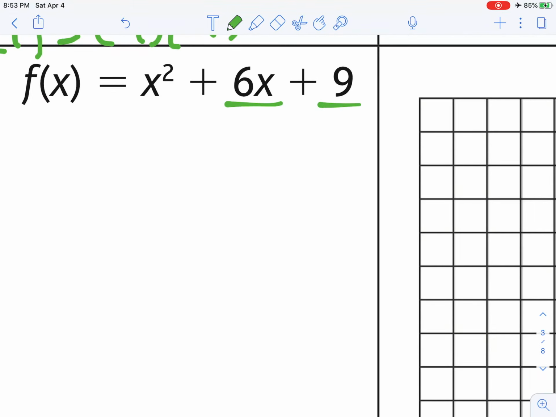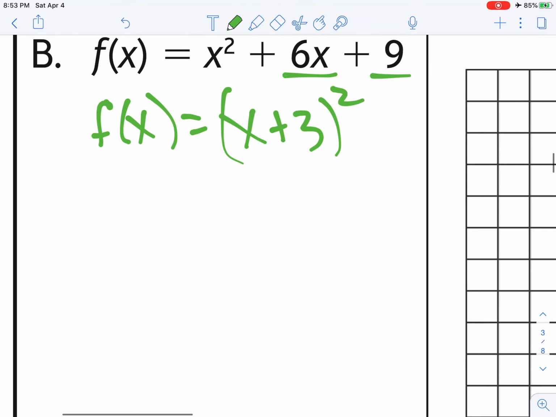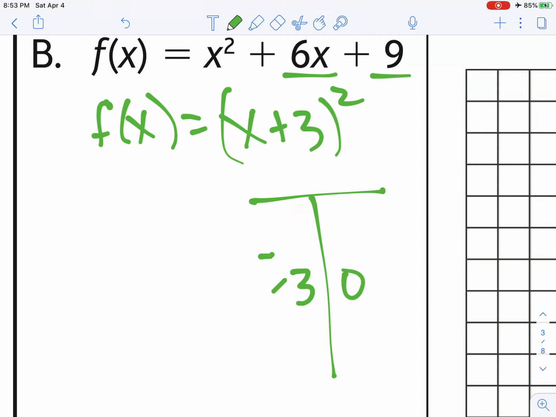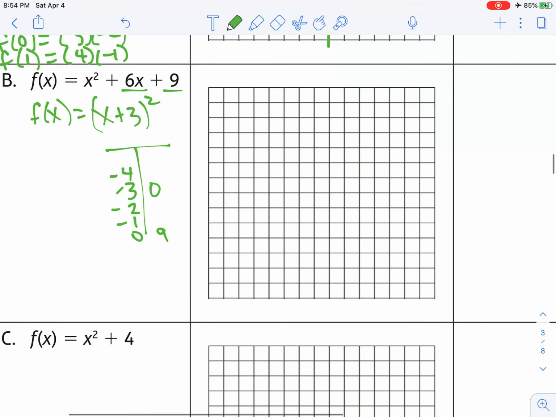Let's look at this one. Oh, hopefully you notice this is a perfect square trinomial. So we get this is x plus 3 all squared. That is my vertex point. So that was weird. -3, 0. So -4, -2, -1, 0. 0, if I plug that in, it would be 9.